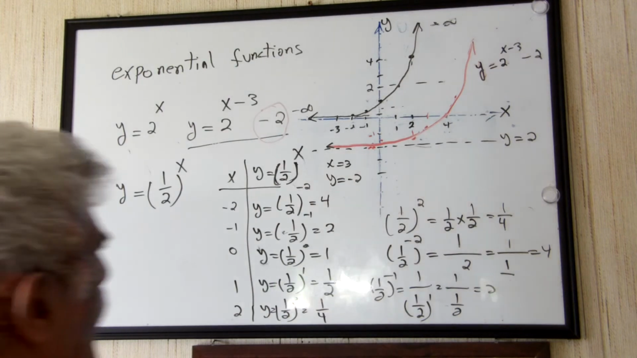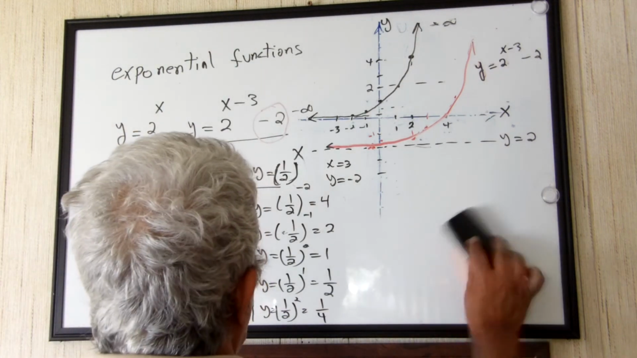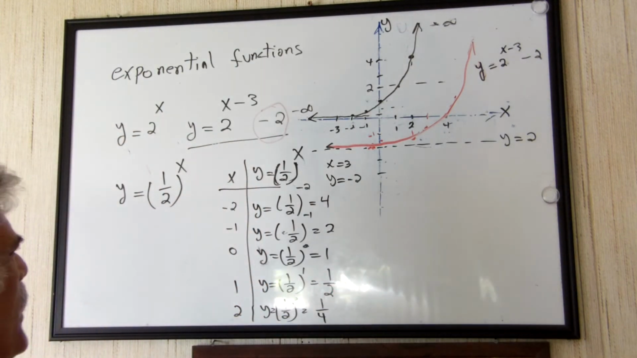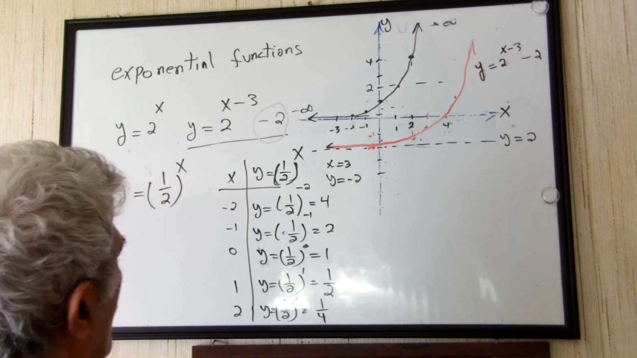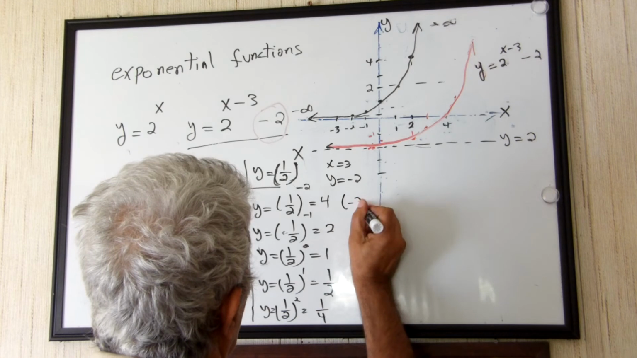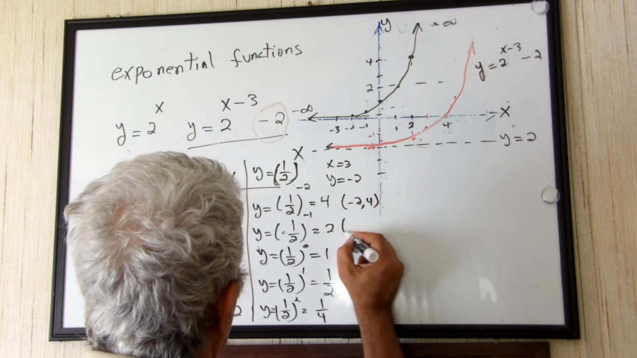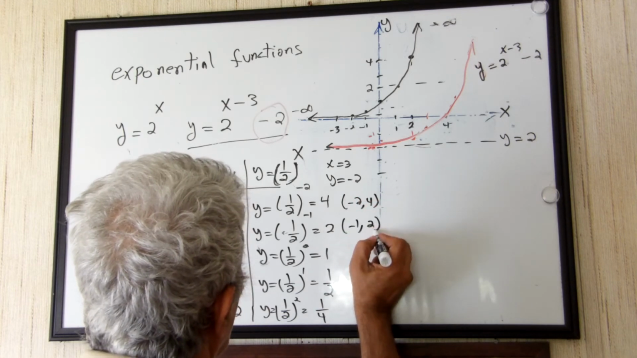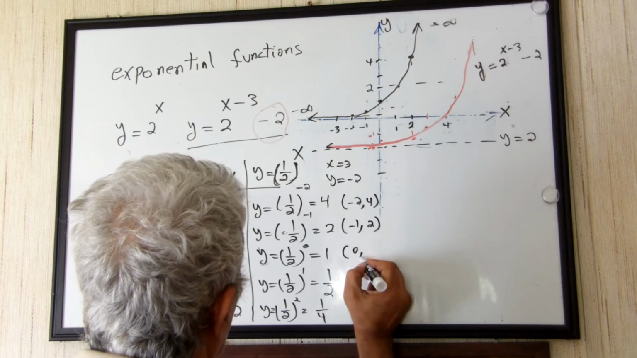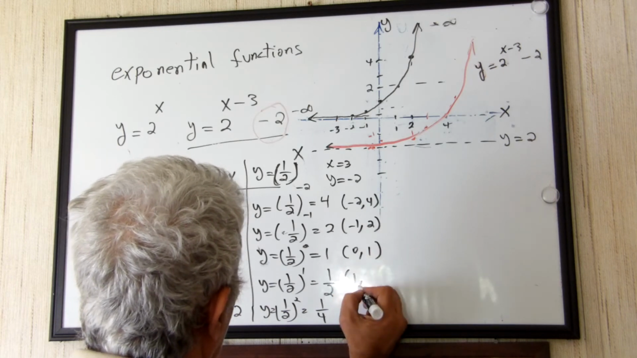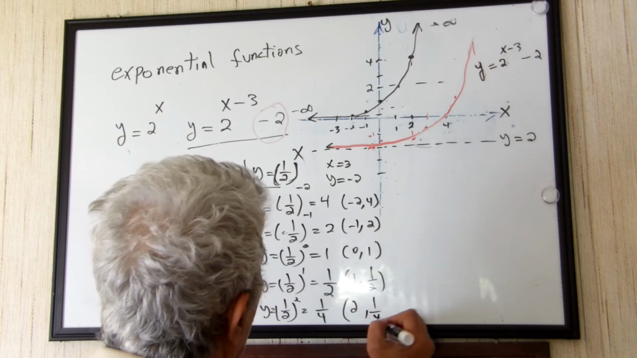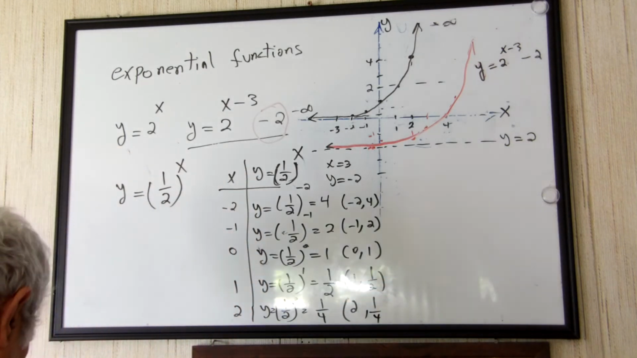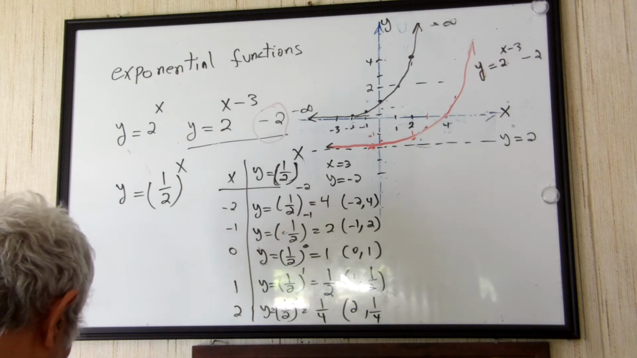Now we have the points. What are the points? The points are minus 2 and 4, minus 1 and 2, 0 and 1, 1 and 1 over 2, and 2 and 1 over 4. Let's see how this looks.